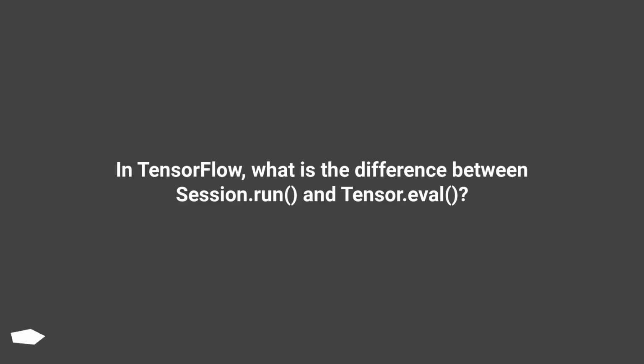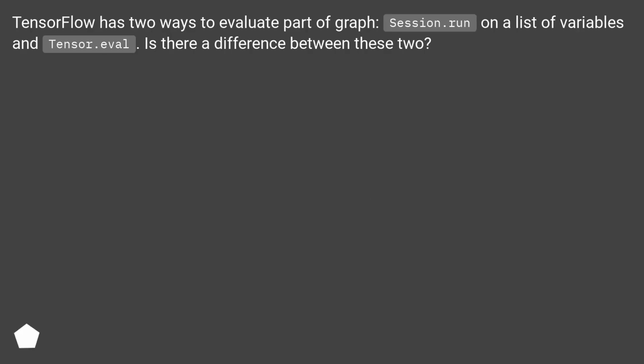In TensorFlow, what is the difference between Session.run and Tensor.eval? TensorFlow has two ways to evaluate part of a graph: Session.run on a list of variables and Tensor.eval. Is there a difference between these two?